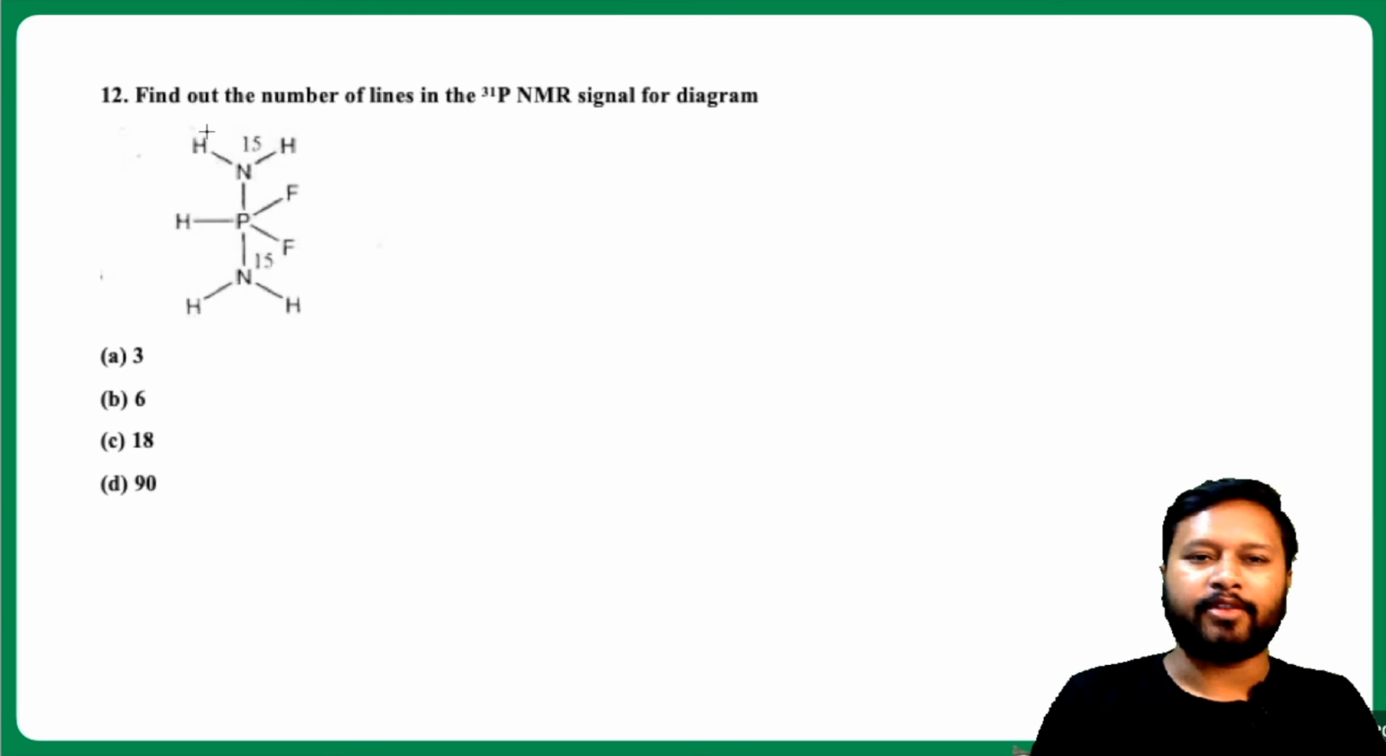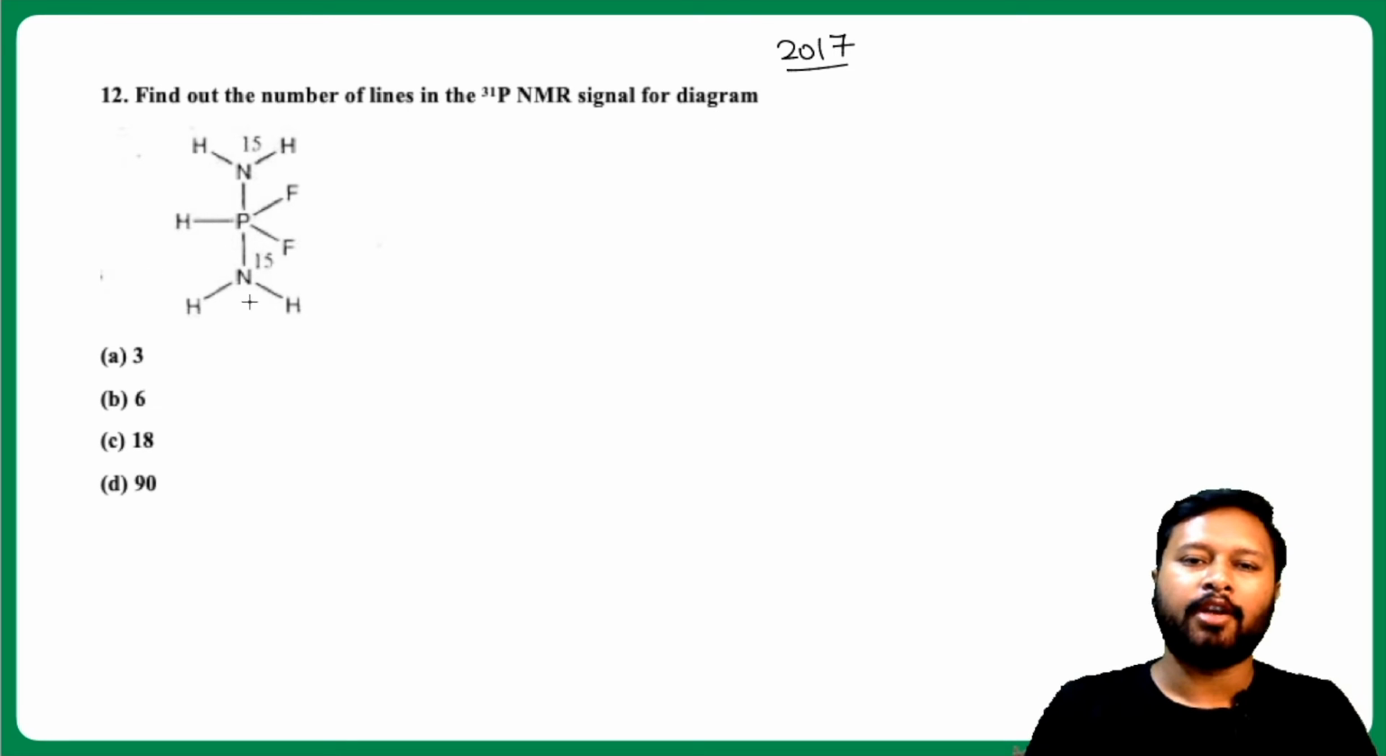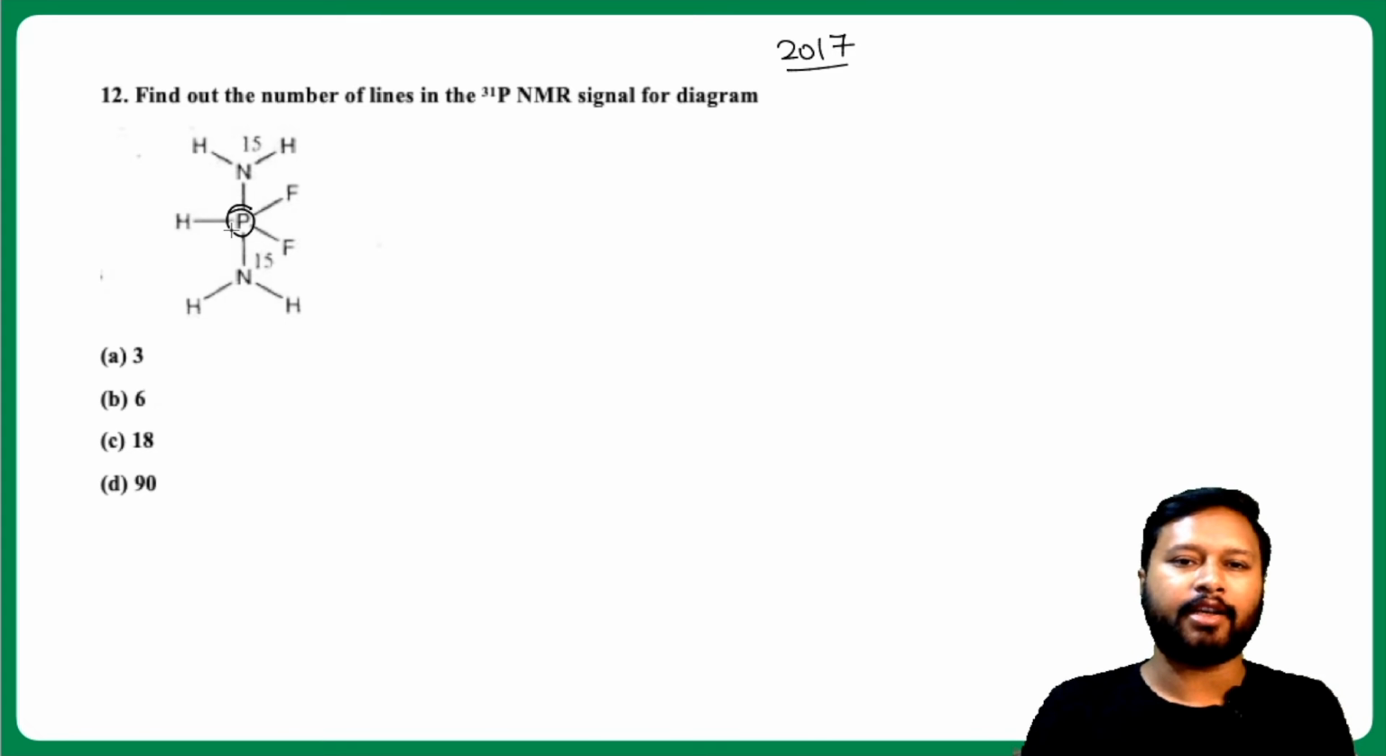Alright. Okay, so this was a question which was asked in the CSIR NET 2017 exam. It says to find out the number of lines in the 31P NMR spectrum or signal for the diagram. This is the diagram which is given to you. Now you will find out that here so many different species are there which are NMR active. First of all, you have to look at whose NMR you are looking at. So you are looking at phosphorus NMR. Now that phosphorus is going to split, why? Because of the other adjacent species. So that is what you have to take care of.